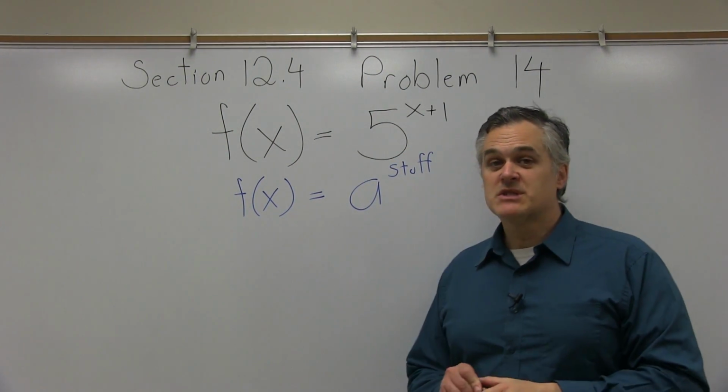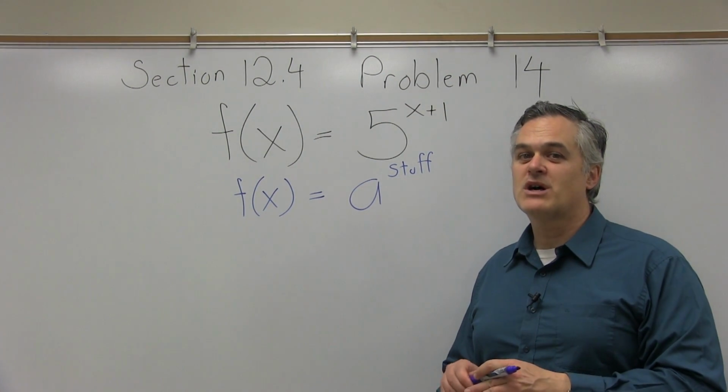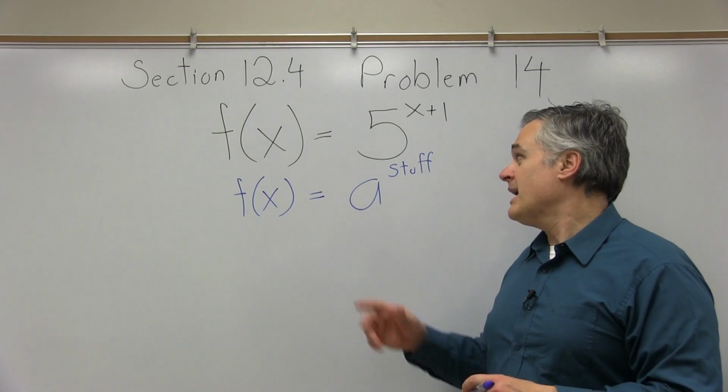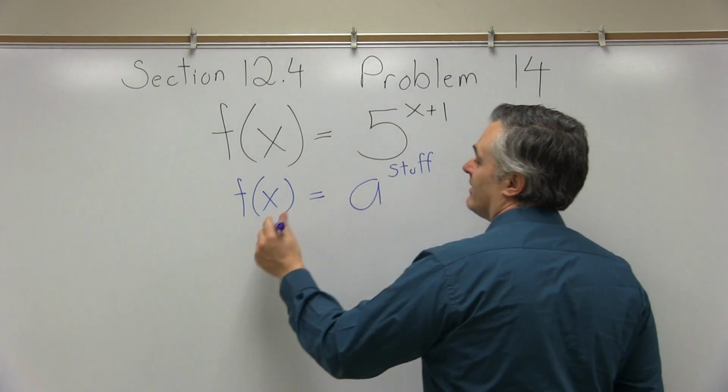E, again, is just a specific number. All the previous problems had an e in it. It's approximately 2.72 with some round off. A could be anything. It could be 12, in this case 5.